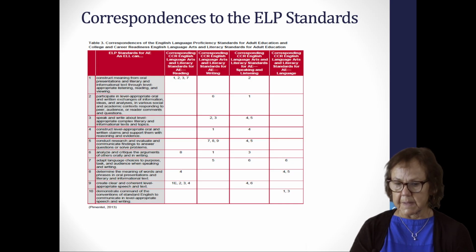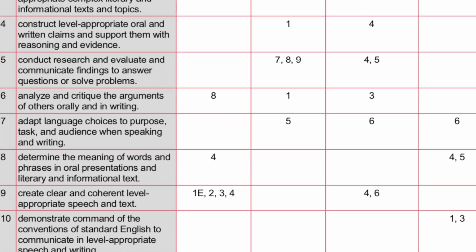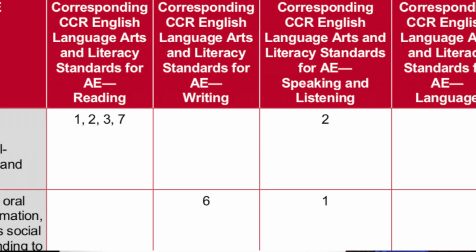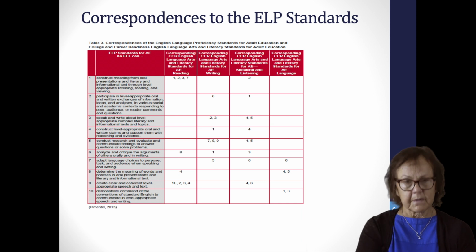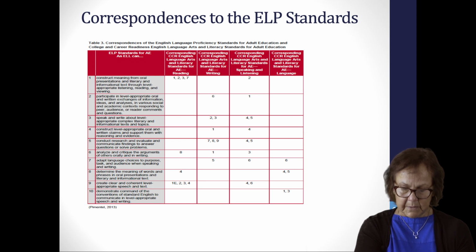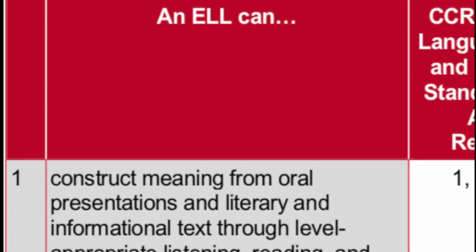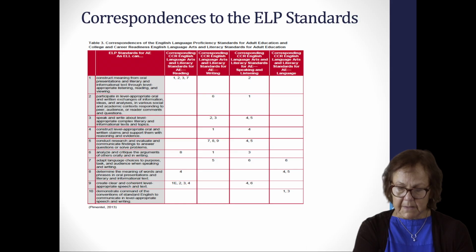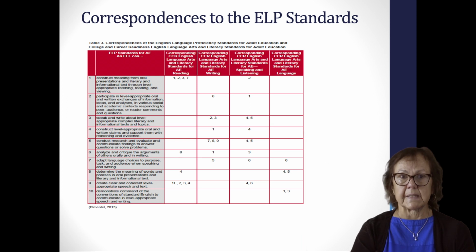Now, Table 3 shows the correspondence of the English Language Proficiency Standards 1 through 10 on the left, and the Adult Education College and Career Readiness English Language Arts and Literacy Standards for Adult Education. I know you're familiar with the format of how this is laid out, and so you would key in your student's level and decide, okay, Standard 1 for the ELP Standards, construct meaning from oral presentations and literary and informational text through level-appropriate listening, reading, and viewing. So how does that correspond specifically in a granular layout here to the CCRS standards?